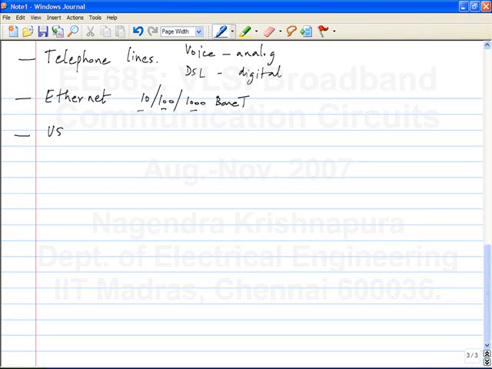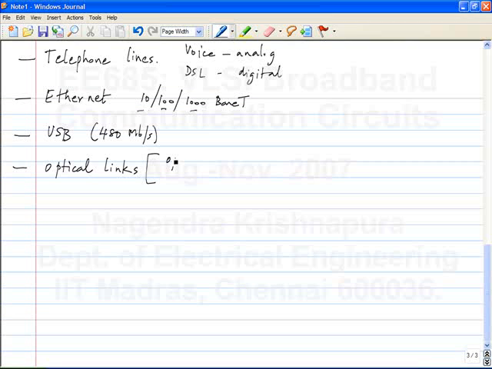So the speeds are increasing constantly. Then what else? We have USB. You have all kinds of devices working off USB, and it's not necessarily something like a mouse which needs only a low speed link. It can be a high speed link also, and now it is up to 480 megabits per second. Then you have optical links. Now if you look in the optical domain, these are narrowband signals, but we will need broadband circuits to process these signals. That we will see afterwards. When we translate the signals from optical to electrical domain, you will end up with broadband signals, and you will need broadband circuits to process them.